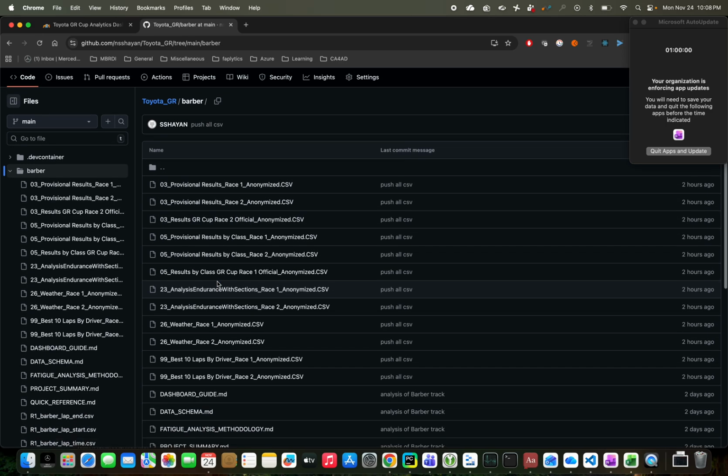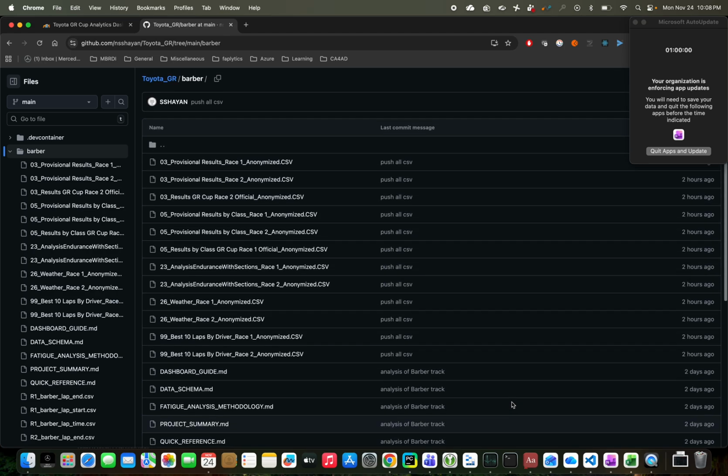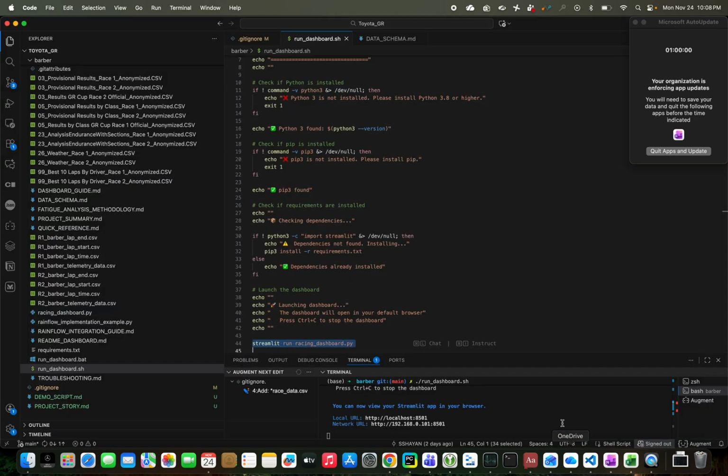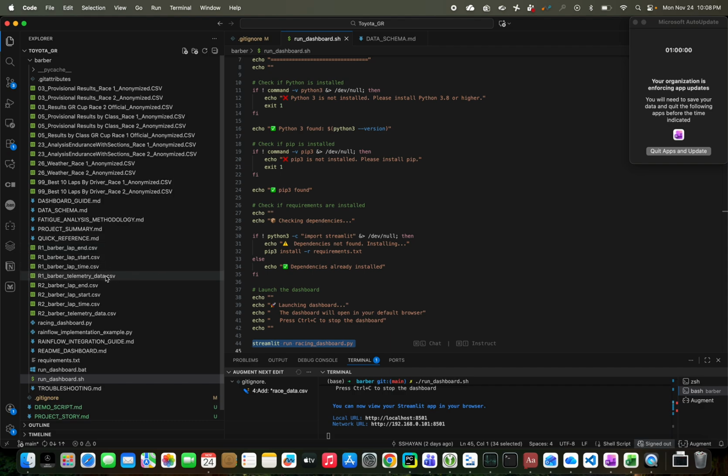The best way to run this application is to run it locally. We were not able to push the telemetry data since it is pretty huge. GitHub allows only 100 MB of data to be pushed to its repository. The data size of telemetry data for race 1 and race 2 is around 1.6 GB each, so we were not able to push it.